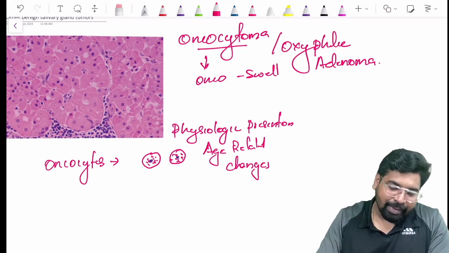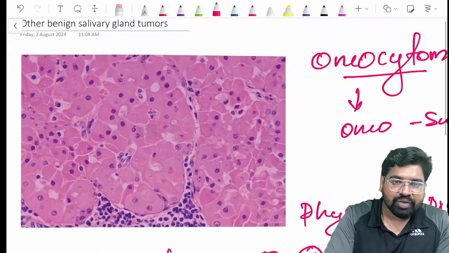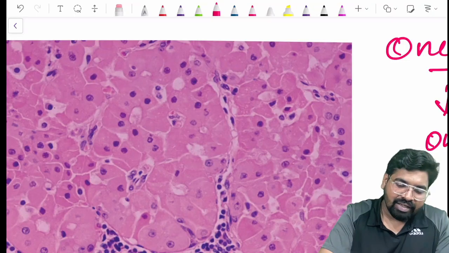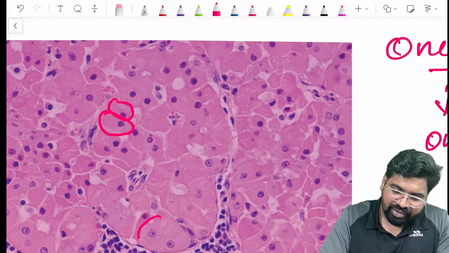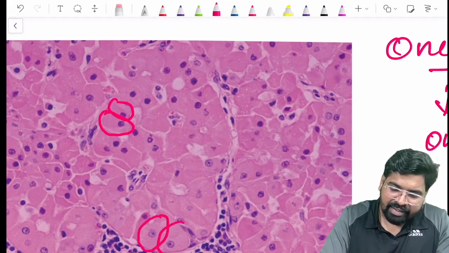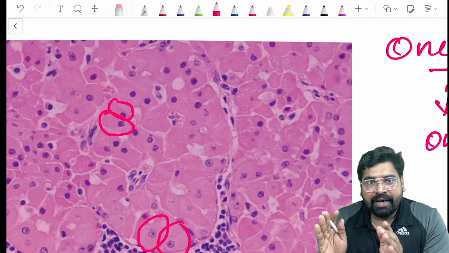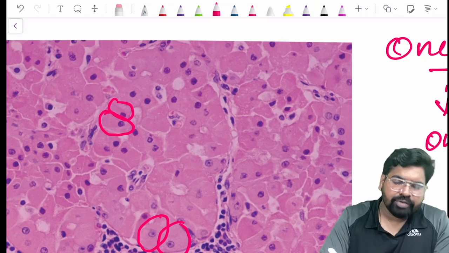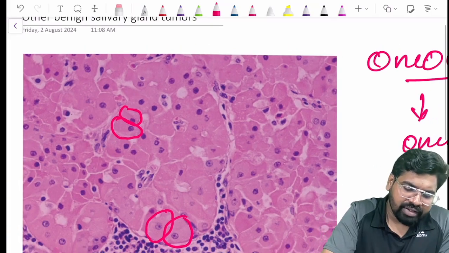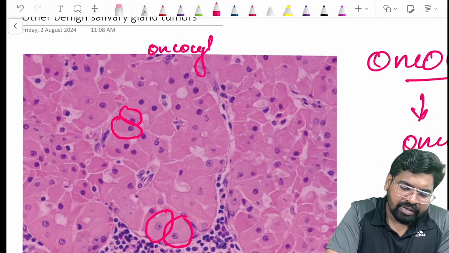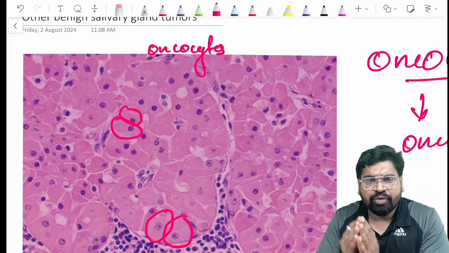Now, what are the peculiarities of this oncocytoma? Can you see this image? You can see so many large cells. The nuclei are prominent here, and the cytoplasm is extremely pink, and it contains so many pinkish granules. So these are oncocytes. They have a large cell with a prominent nucleus and so many granules.